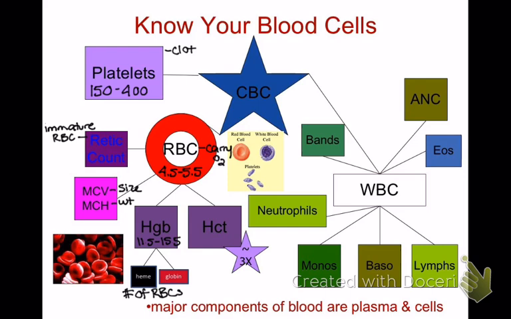Your hemoglobin, oh, I have this really fast, sorry. Hemoglobin should be 11.5 to 15.5, and it's the number of red blood cells. So the number of red blood cells within the plasma is your hemoglobin.